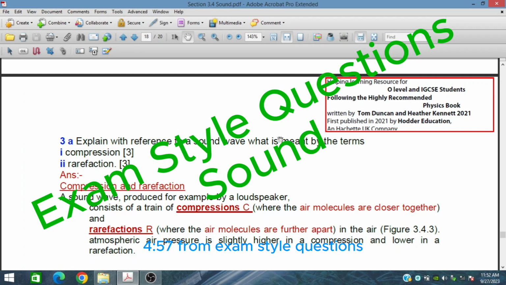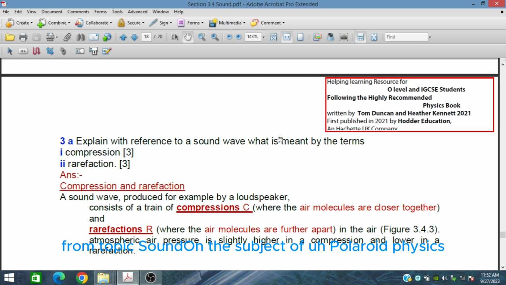Questions 3 to 5 from exam style questions from the topic Sound under the subject of O-level Physics, from the book written by Tom Duncan and Heather Kennett, published by Hodder Education. Question number 3. Explain with reference to a sound wave what is meant by the term compression and rarefaction.